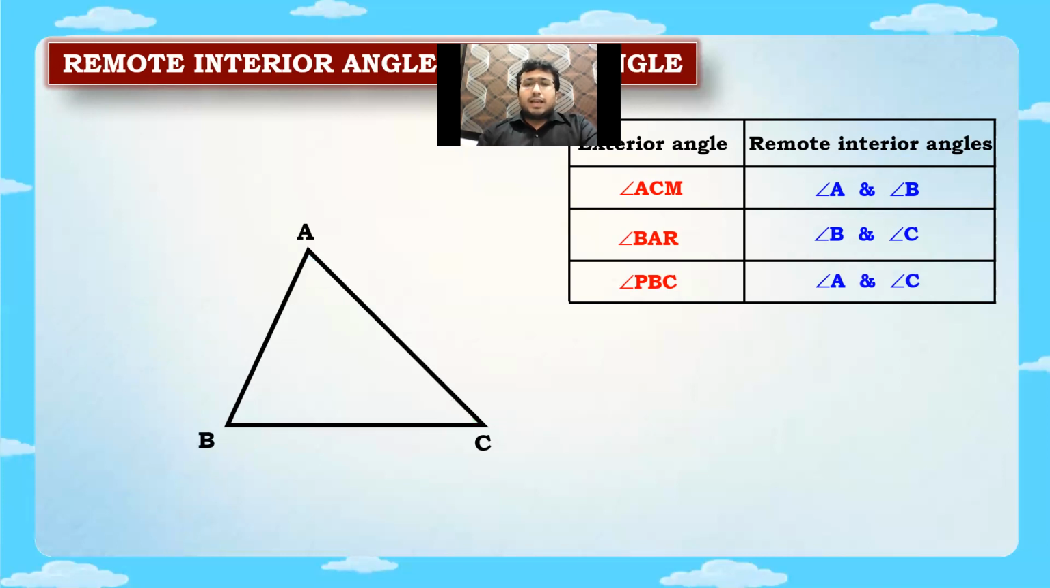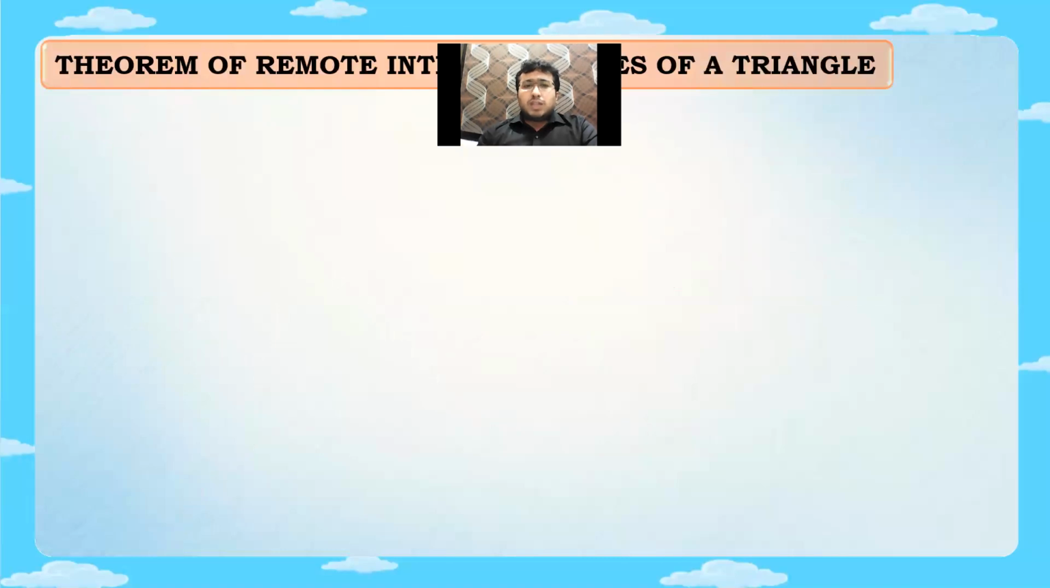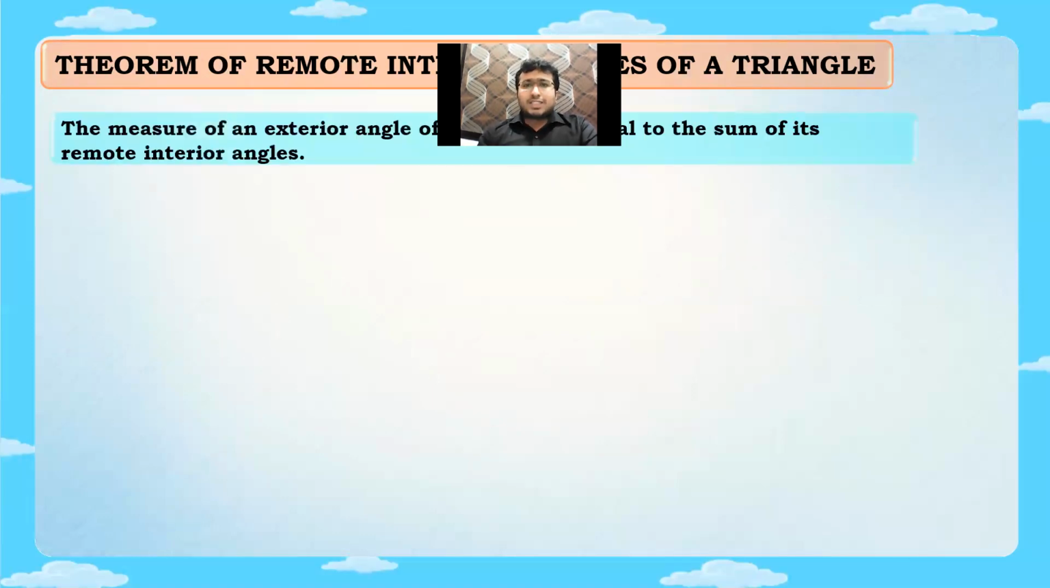Okay, great. Now, students, you need to remember that for every exterior angle, there will be two remote interior angles. Okay. Now, students, we are going to learn the theorem of remote interior angles of a triangle. We know whenever we talk about a theorem, we should have a statement. So let us read the statement first. The measure of an exterior angle of a triangle is equal to the sum of its remote interior angles.